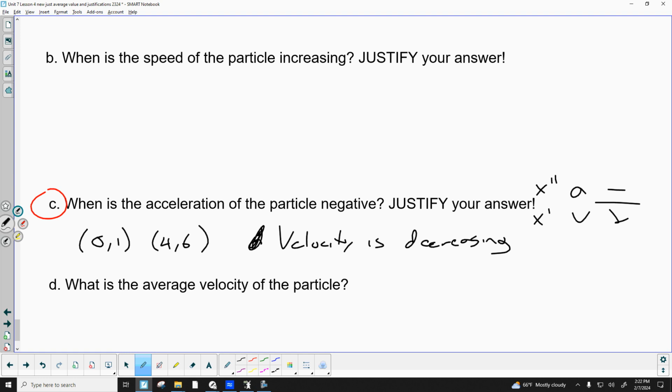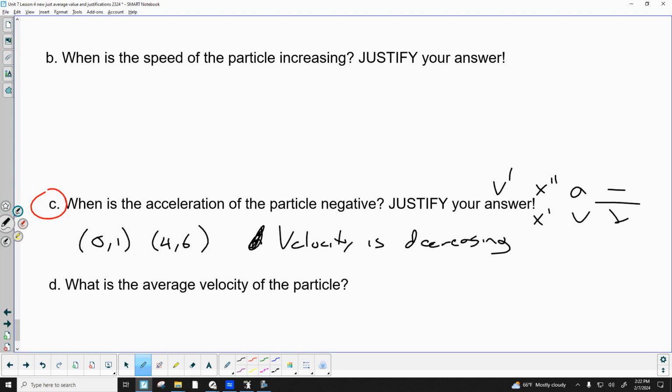What are some other justifications that I accept? The derivative of velocity is negative. I'll accept that. I'll accept V prime is negative. What I won't accept is like A is negative. I won't accept that because that's what they ask you for.